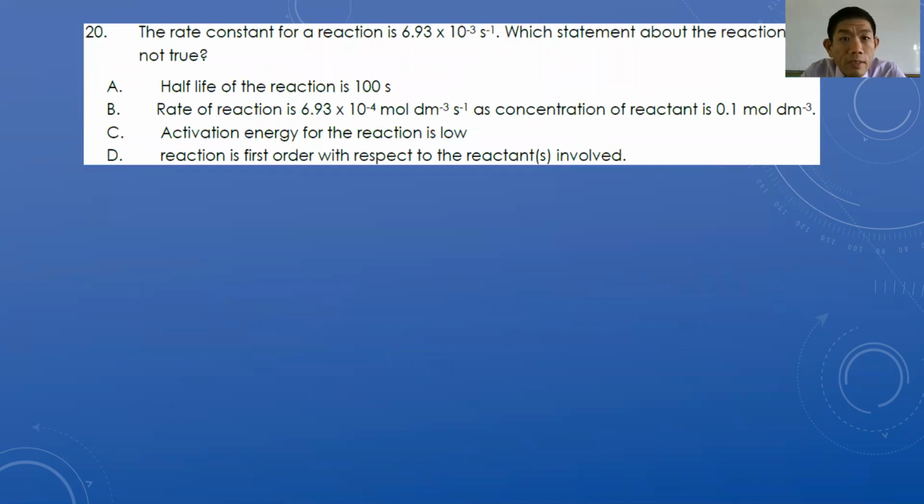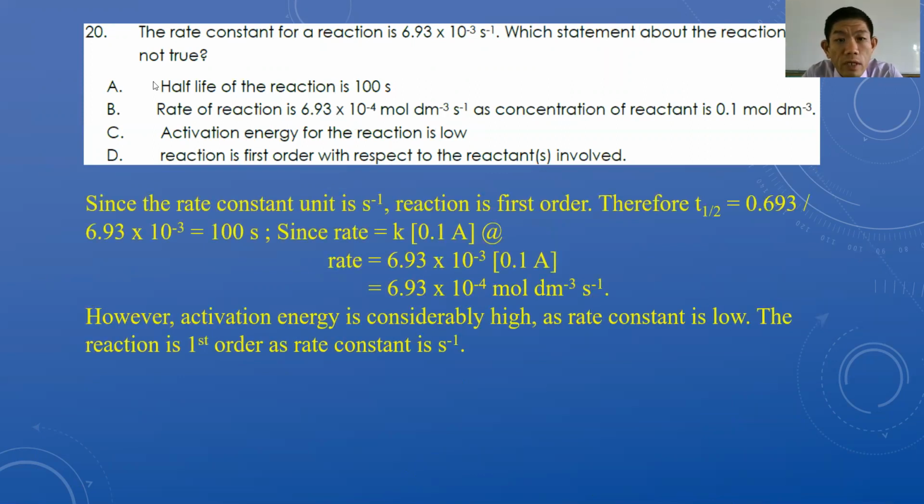For number 20, rate constant of a reaction is 6.93 times 10 power -3 second minus 1. Which statement about the reaction is not true? Number 1, half-life of the reaction is 100 seconds. So if you use the equation, T half equals 0.693 divided by 6.93 times 10 power -3, that is 100 seconds. So A is correct. B, rate of reaction is 6.93 times 10 power -4 mole per decimeter cube per second as the concentration is 0.1. So you can use rate equals k times concentration. After you calculate, you get 6.93 times 10 power -4 mole per decimeter cube per second. So B is also correct.